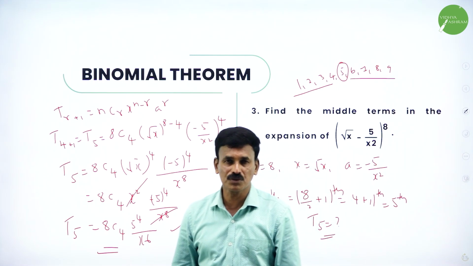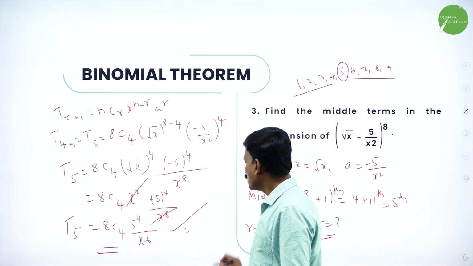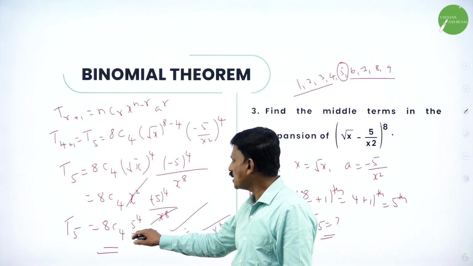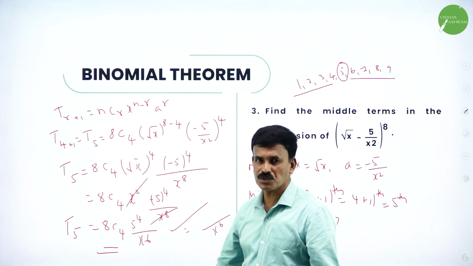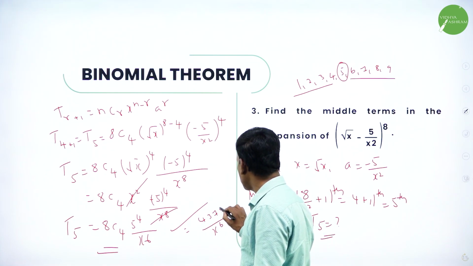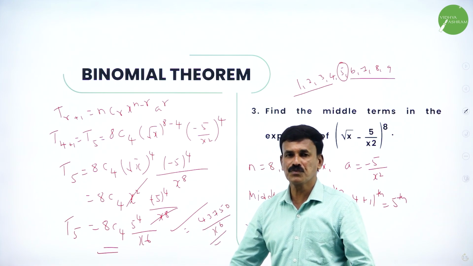That's it. Hope you followed. If you want, you can simplify. The simplified answer is found to be: in the denominator we have x power 6 as it is, in the numerator 8C4 into 5 to the power of 4 is equal to 43750. If you want, you can simplify like this. That's it. Hope you followed.